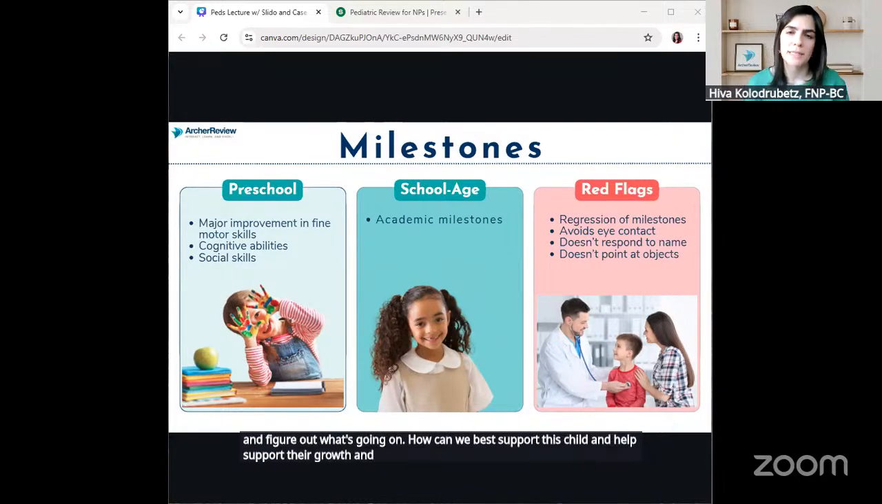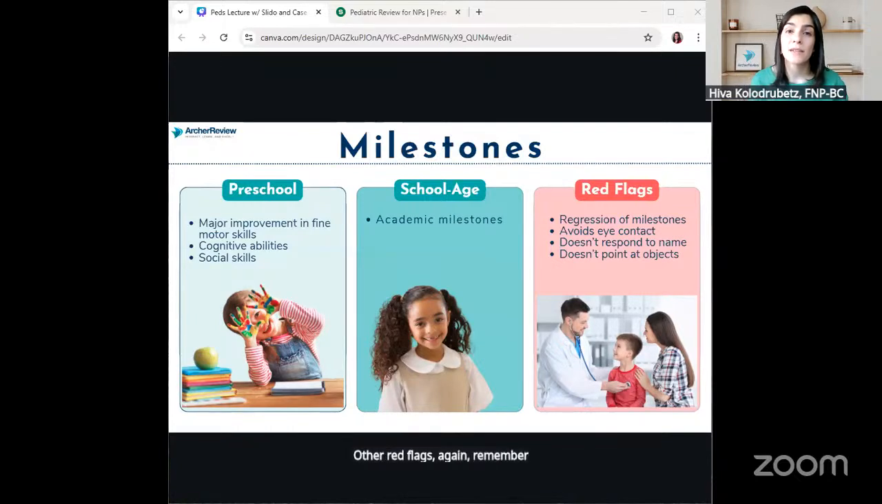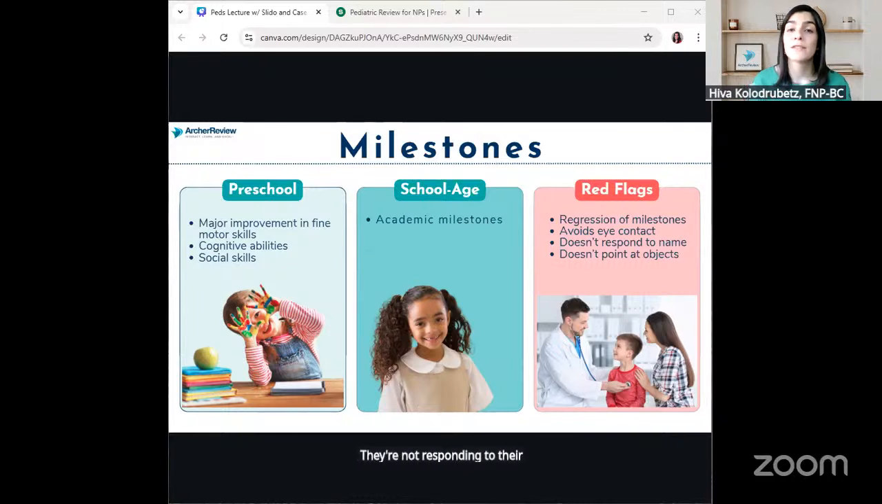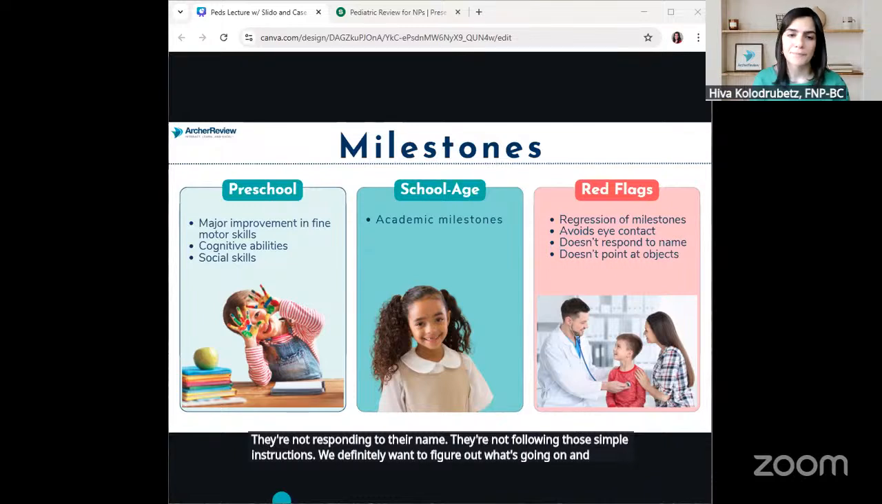That's really important. Other red flags, again, remember around age 2 is where we start to see those first early signs of autism presenting. So are they avoiding eye contact? They're not responding to their name. They're not following those simple instructions. We definitely want to figure out what's going on and intervene early.